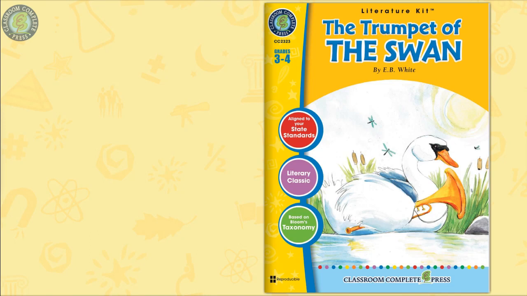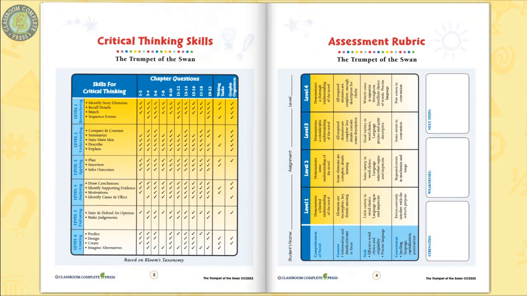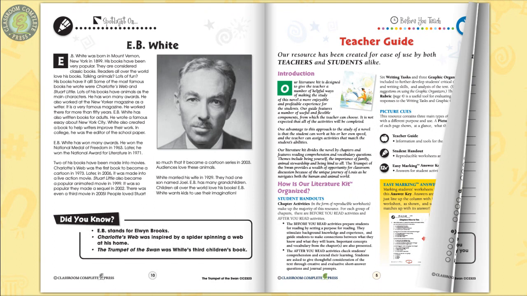This literature kit on The Trumpet of the Swan by E.B. White is comprised of higher-level questioning that works great with small groups. 55 pages chock full of before-you-read worksheets for each chapter section, along with vocabulary prompts to prepare your students for the reading, with rubrics, teacher guide, and author biography.